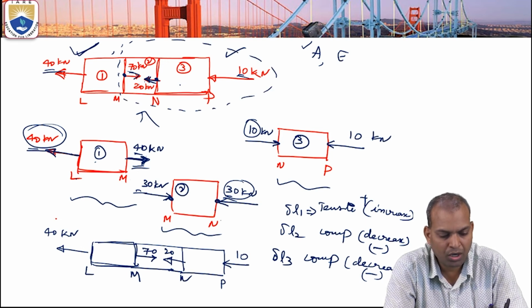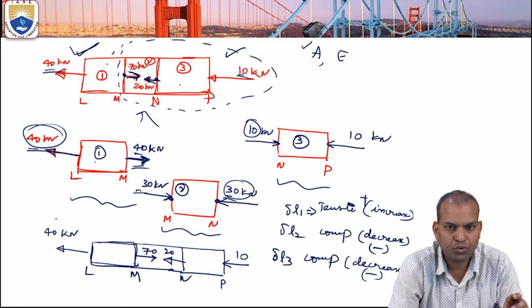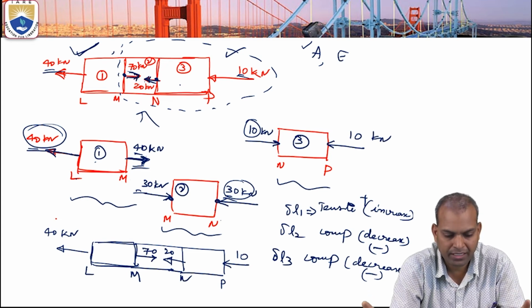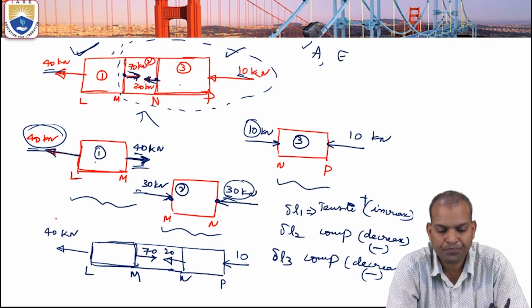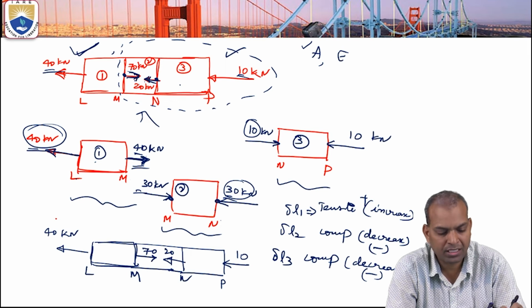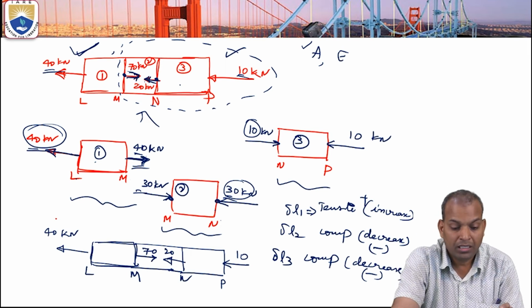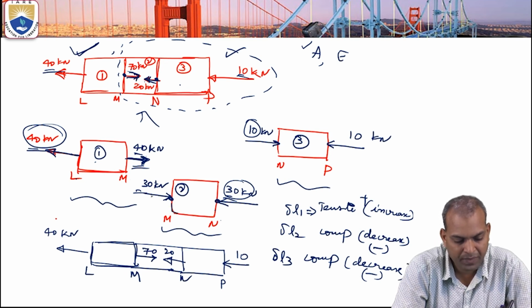You can know the value of the forces acting on that. 70 is towards the right from my side, and 20 and 10 towards the left. So 70 minus 20 minus 10. That value gives the force acting on the M side. That is 70 minus 20 minus 10, that is 40 kilonewtons.